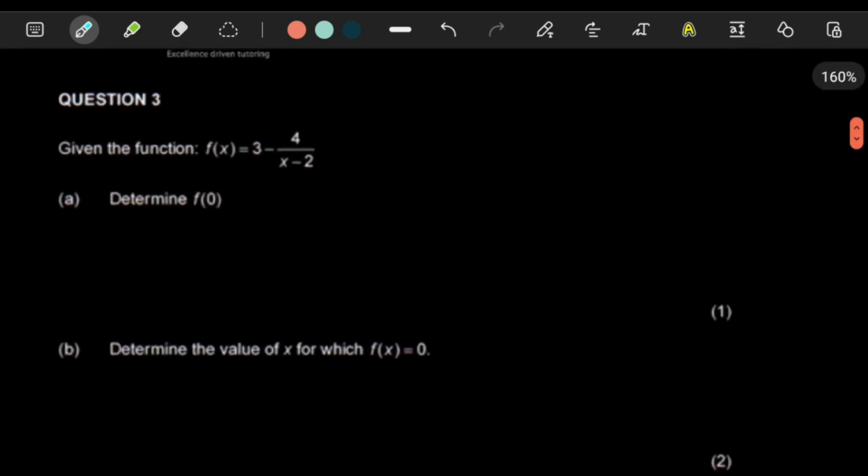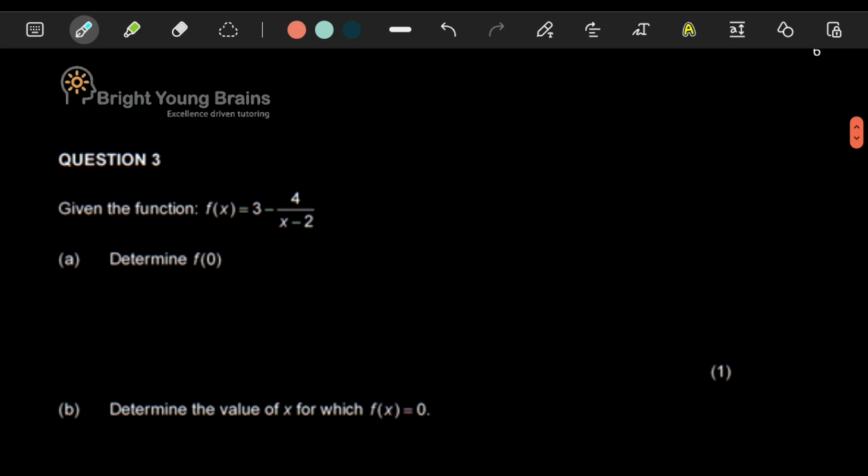Question 3. What does question 3 say? Question 3 says, given the function this, determine what you get when you put 0 where x is. So, wherever x is, you have to put a 0 there. Meaning that, let's see what you're going to get here. This is just like 3 minus 4.